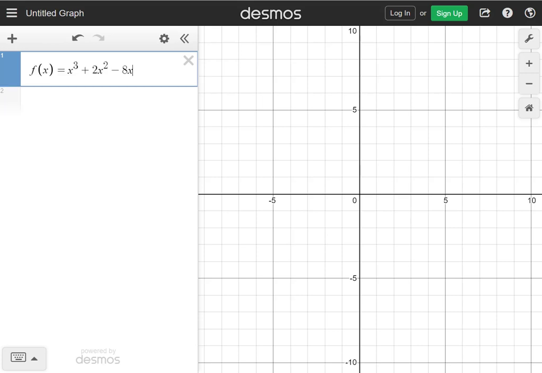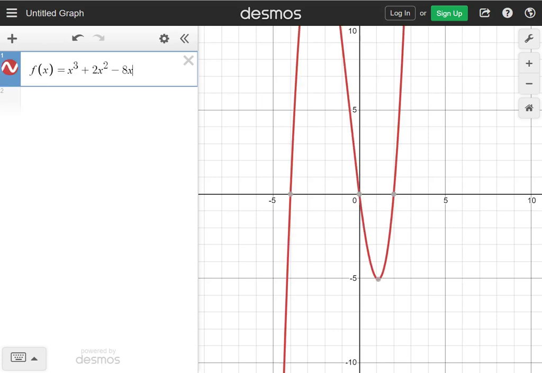And so typing in our equation, that's what I get. And notice I have the -4, I get the 0, and I have the 2 as my x-intercepts. So more than likely I came up with the right function. This is a nice visual way to check.